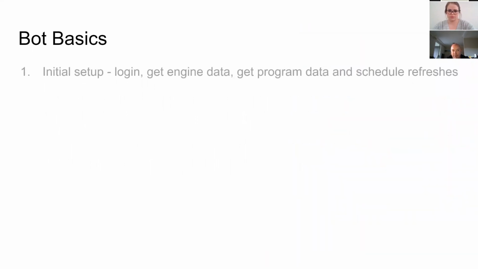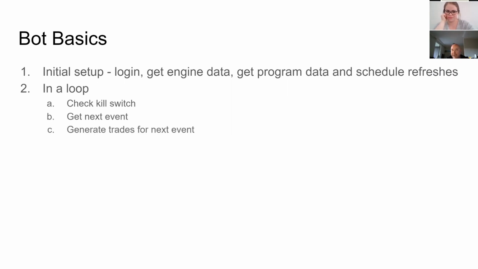So a bot really does a bunch of very simple things. You set up your initial state of the world. You log into the exchange, get the data relevant to your engine, get the program data or the race schedule, whatever you want to call it, and then schedule that. Really simple. Then all you do in a loop is check your kill switch, get the next race that's going to be on, generate whatever trades are relevant to that race, and place those trades. Once you've placed and recorded that, you get the next race. It should be that simple.